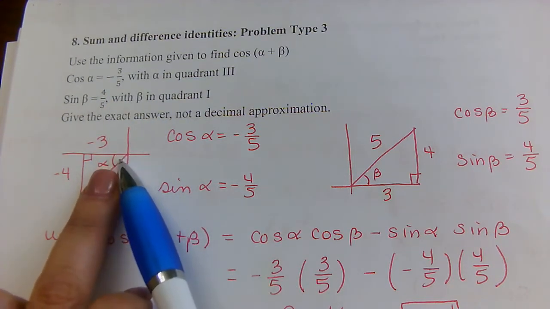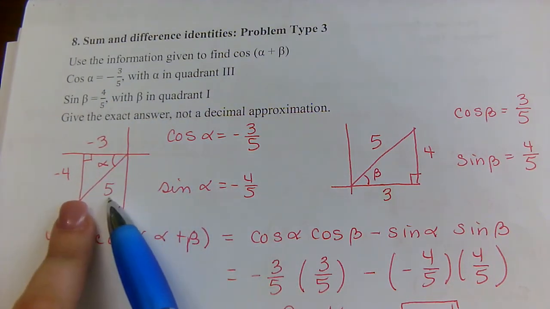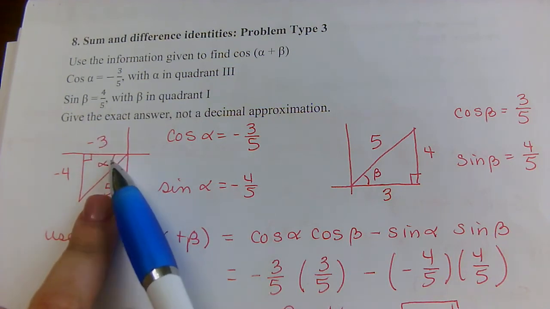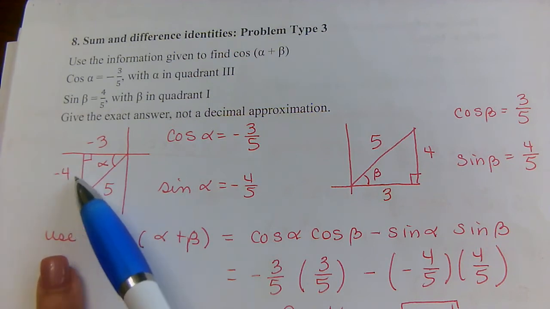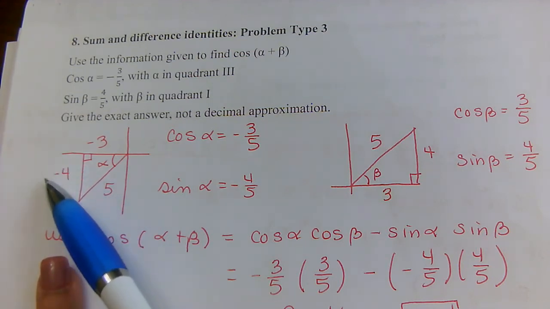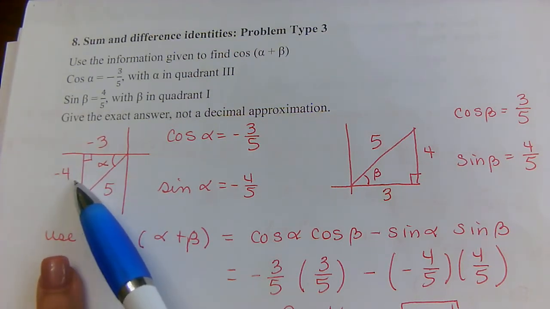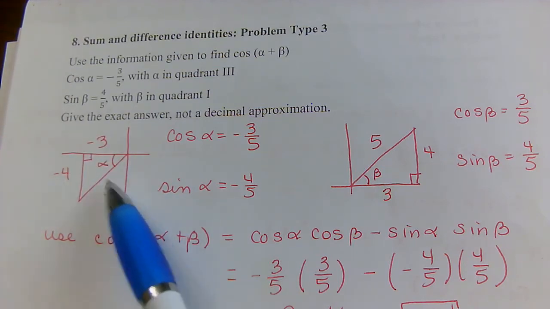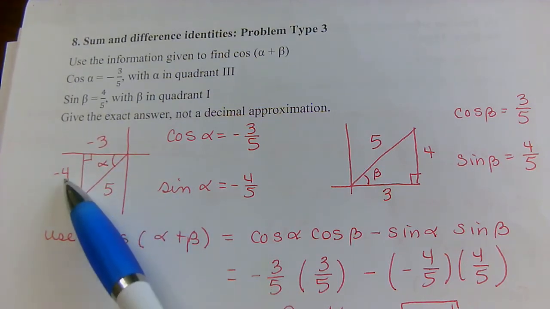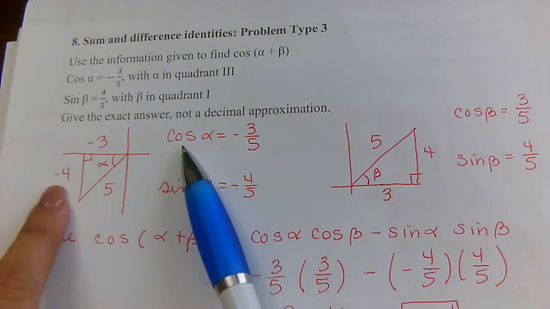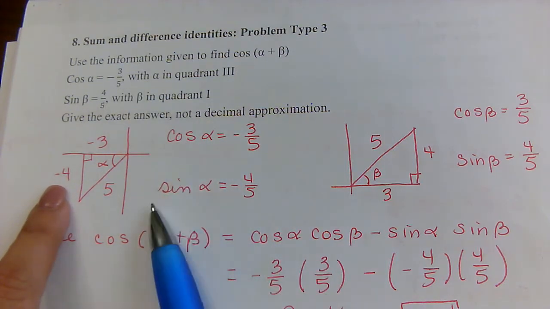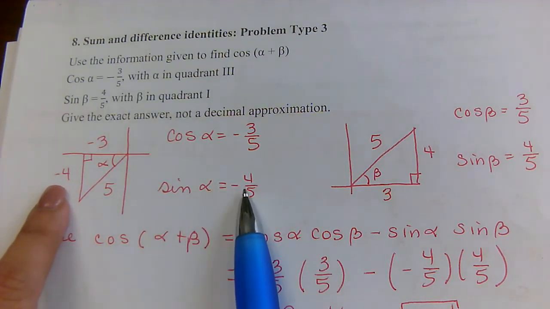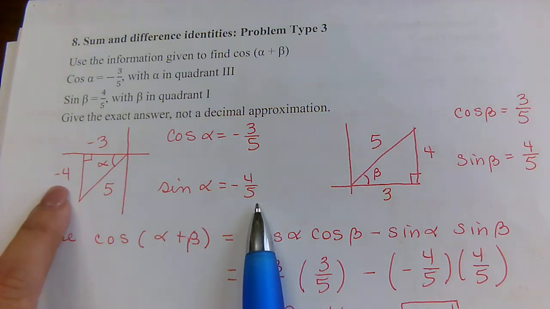Remember, cosine is adjacent over hypotenuse. So your negative is going to be negative 3 over 5. Use Pythagorean's identity to solve for your y value. In this case, it's a 3, 4, 5 triangle, and you have to remember that your y in quadrant 3 is going to be negative, okay? So what I did here was say cosine of alpha is equal to negative 3 over 5. That was given. And then I found sine of alpha is equal to negative 4 over 5, okay?